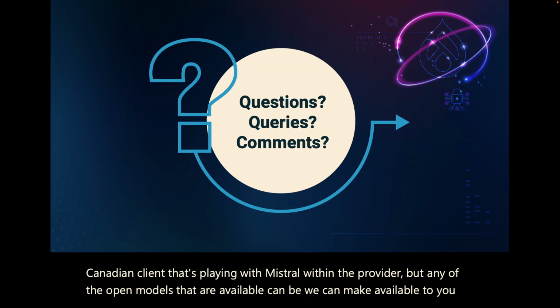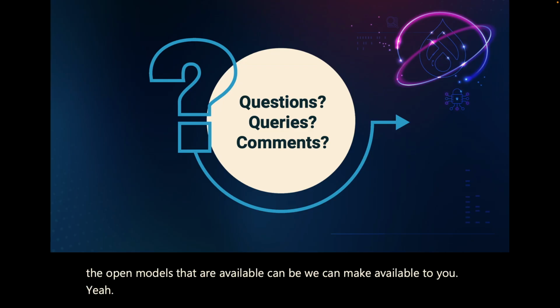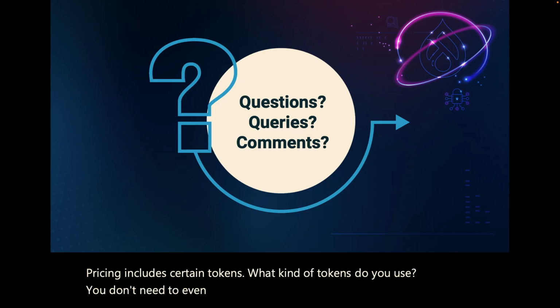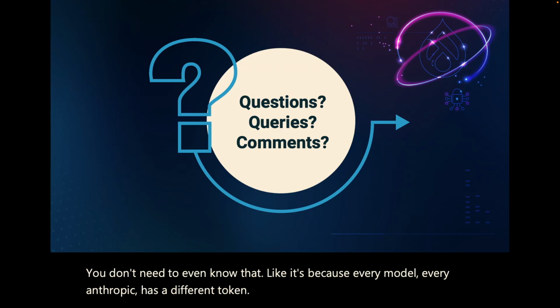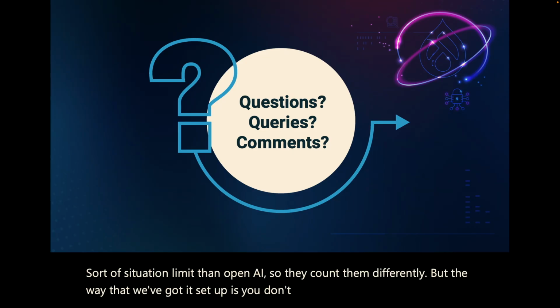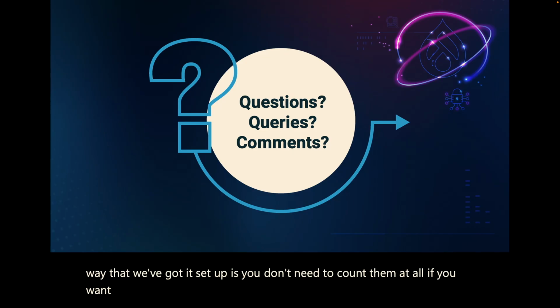Yeah. So you just mentioned that the pricing includes certain tokens. What kind of tokens do you use on Amazee? You don't need to even know that. Because every model, like Anthropic, has a different token limit situation than OpenAI. So they count them differently. But the way that we've got it set up is you don't need to count them at all. If you want to, we can certainly allow you to do that.